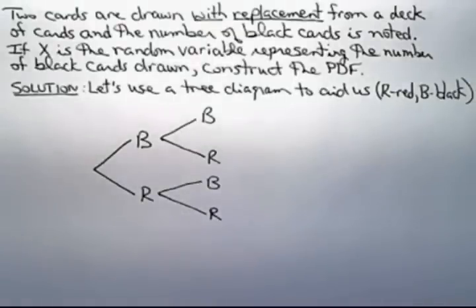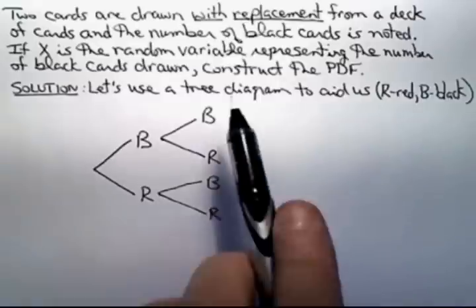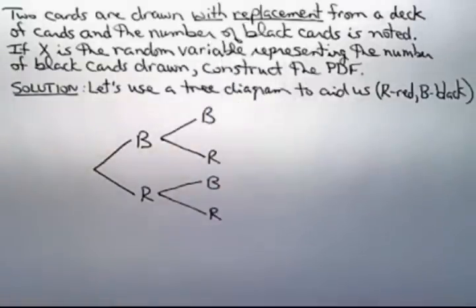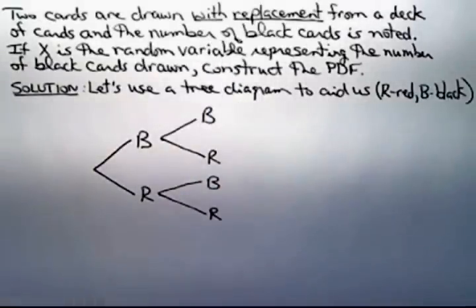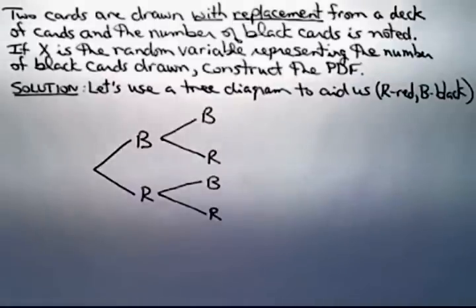This problem says two cards are drawn with replacement, and that phrase is so important that I underlined it. Two cards are drawn with replacement from a deck of cards and the number of black cards is noted. If X is the random variable representing the number of black cards drawn, construct the PDF, the probability density function.